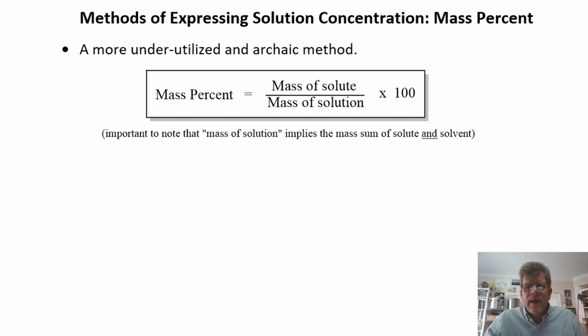Now, important to note, when we talk about that denominator, mass of solution, that means it's not just the mass of the solvent. A lot of people think, well, it's just the mass of the solvent. No, it implies the sum mass of the solute and the solvent. Very important to make that distinction because you'll get the wrong answer if you don't do it that way. So let's look at a simple example of a mass percent problem.